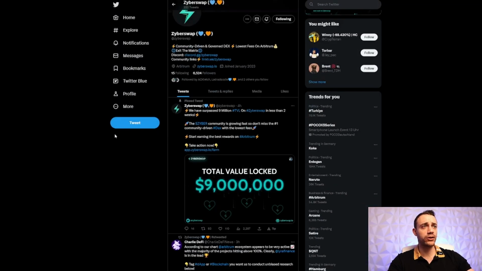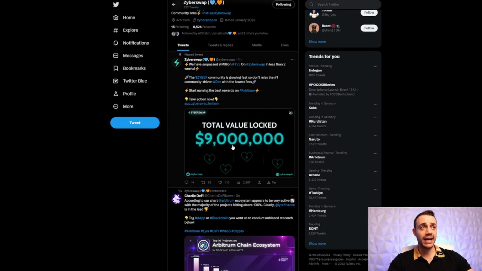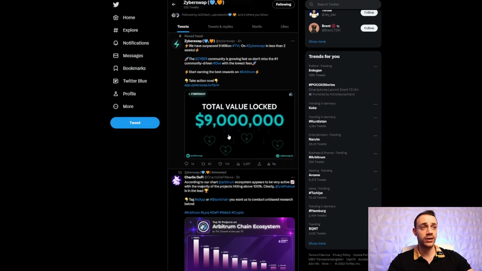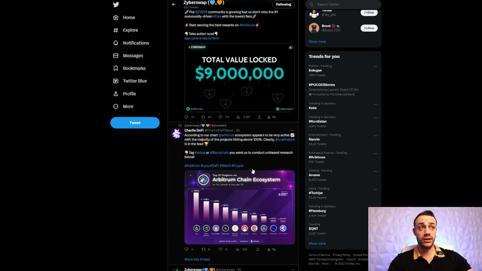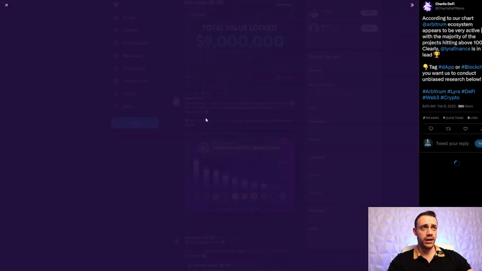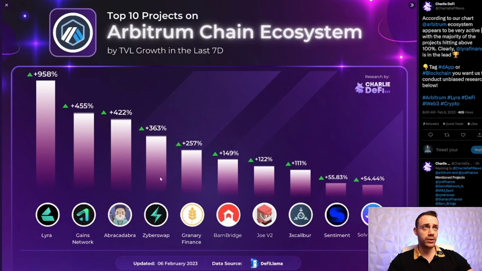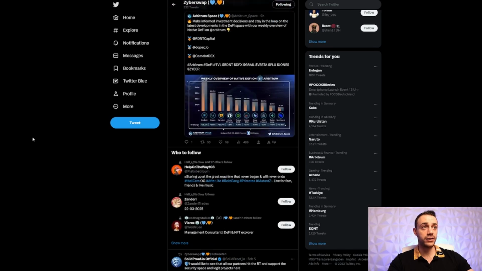So we can take a look at their Twitter account. We can see that they just passed $9 million total value locked. Right now they're at $9.5 million. So this does just continue to grow. And in terms of the community, ZyberSwap is up big. Lyra, that's the options trading protocol, is also up big in terms of total value locked. But ZyberSwap is making big moves here, and it's undervalued, especially compared to its competitors, right?